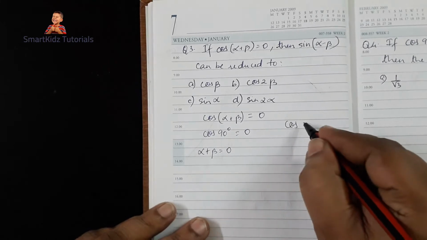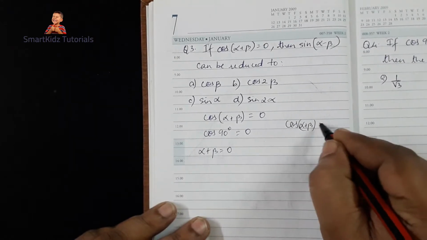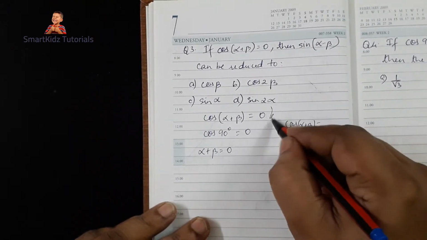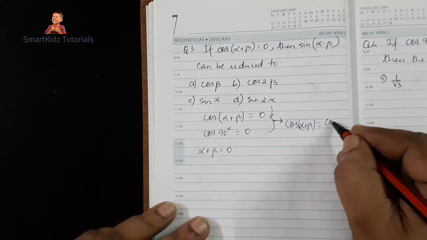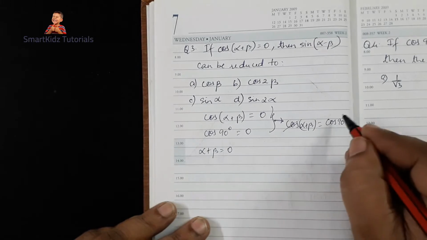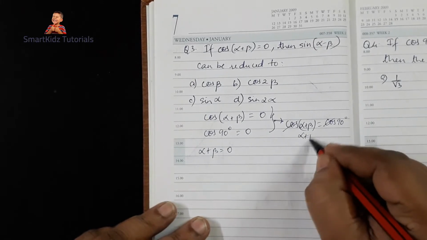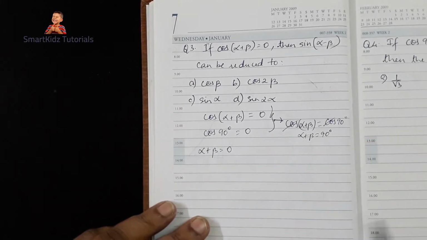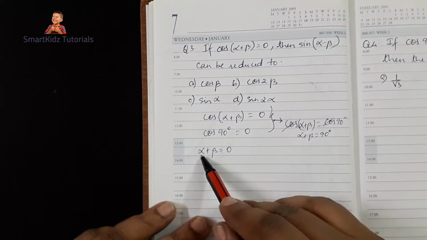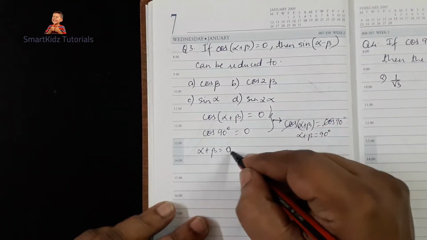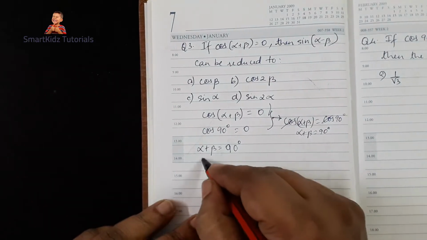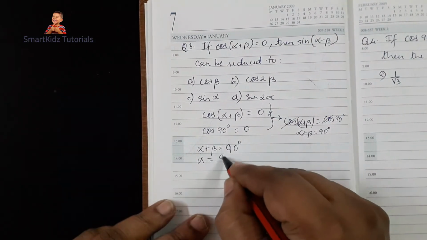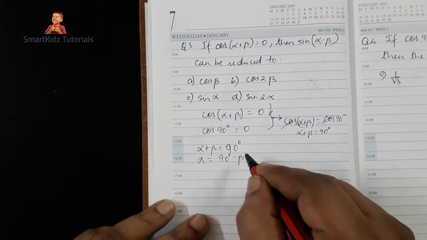If you do not know how to get that, we can write this as cos of alpha plus beta equal to cos of 90 degrees. Cancel this part, we get alpha plus beta equal to 90 degrees. Anyways, so alpha plus beta can be written as equal to 90 degrees, and we can also say that alpha is equal to 90 degrees minus beta.